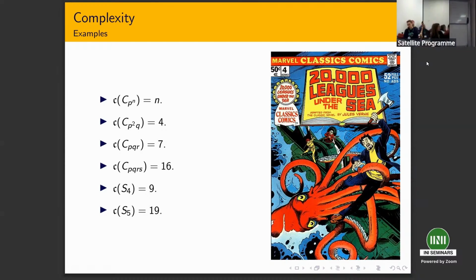If I add another dimension for the 4-cube, I go to 16. For S4, it's 9. And for S5, it's 19. So immediately we see that this number is generally a lot larger than the width value was.